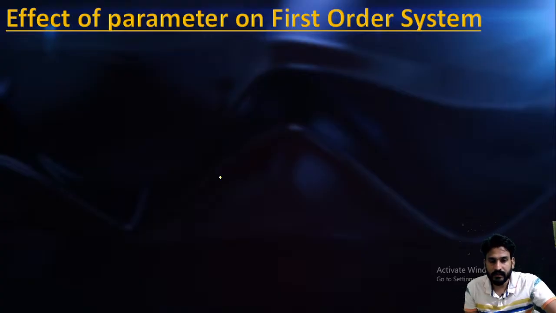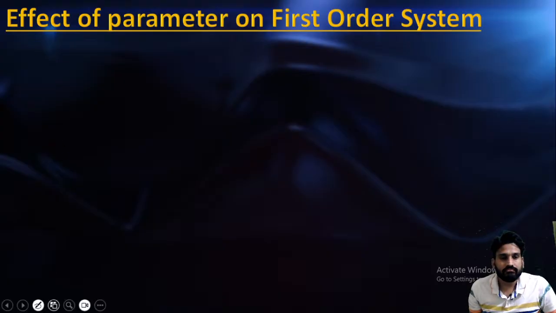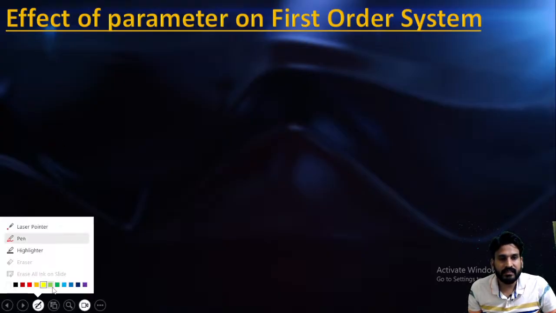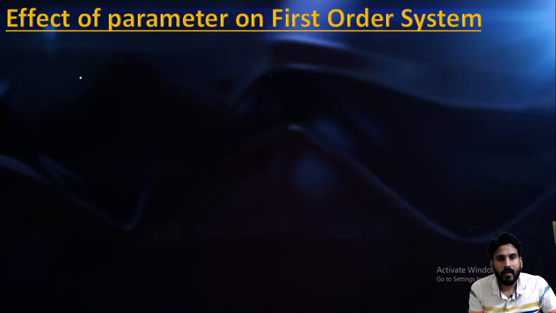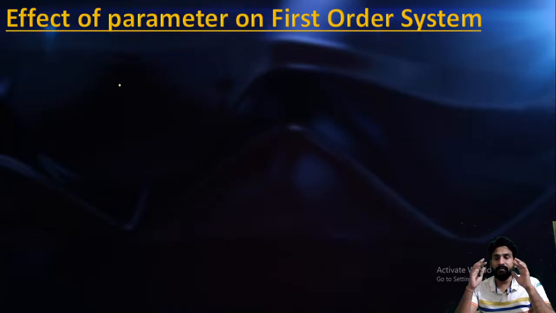Now let's try to understand it. To understand the effect of parameters: I have only two parameters, one is my Kp and one is my tau p. In the first order system I have only the two parameters, Kp and tau p. So with the help of a comparison between two first order tanks, we will try to understand the significance of the tau p and the significance of the Kp here.